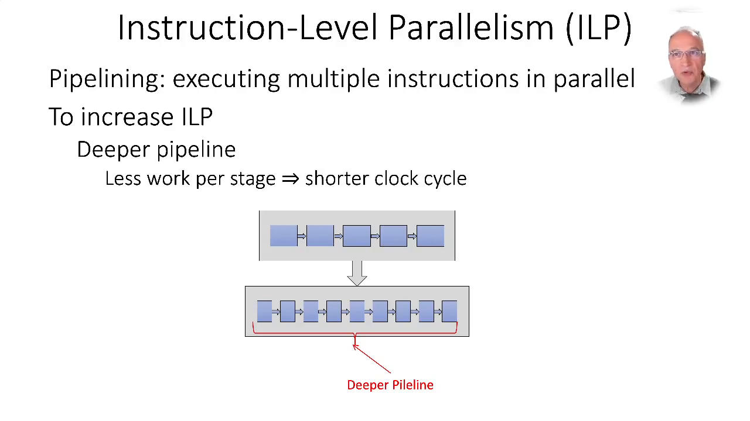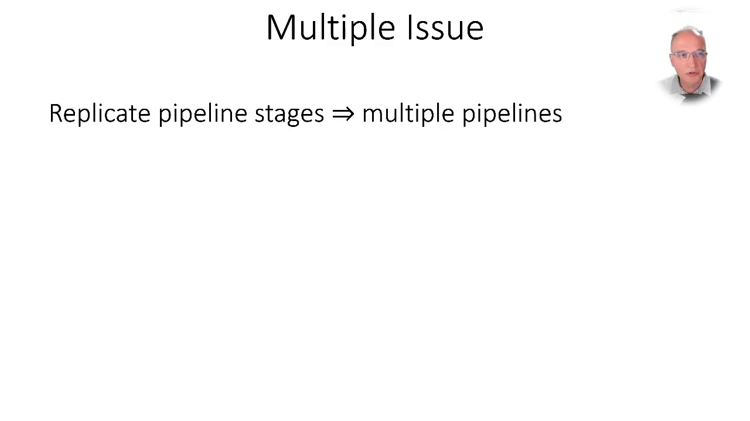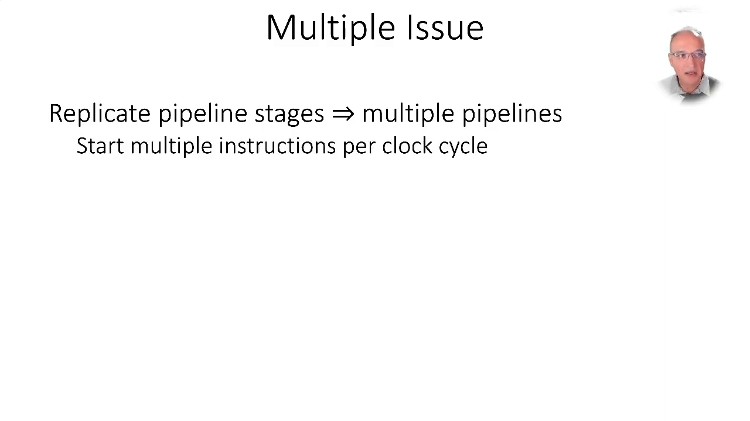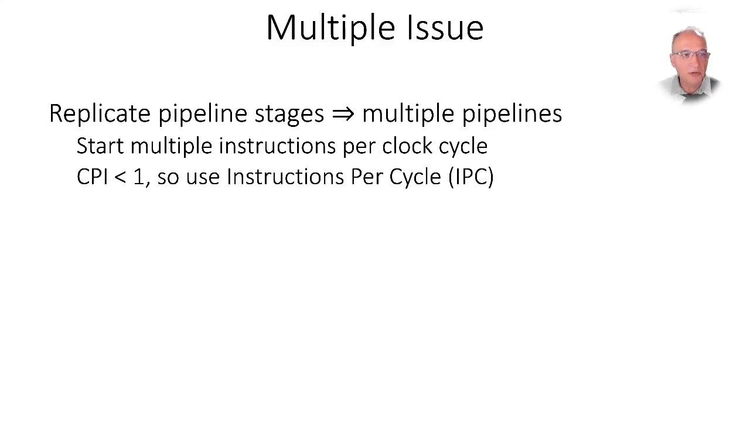So you have less work to do per stage and a shorter clock cycle, so you can clock through the pipeline much more quickly, and that leads to more instruction level parallelism and better performance. The other thing that you can do to increase instruction level parallelism is to have multiple issues. The idea is that you replicate the pipeline stage and you create multiple pipelines. So you start multiple instructions in the same clock cycle.